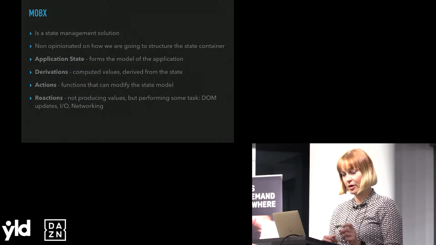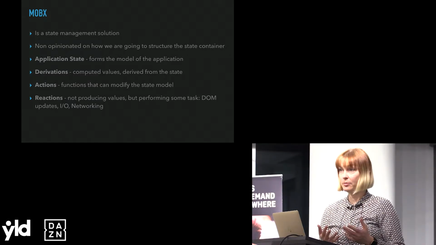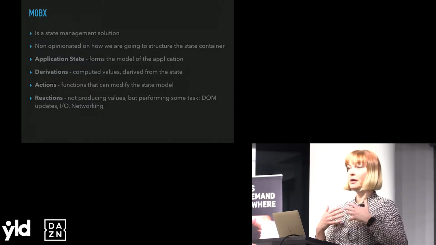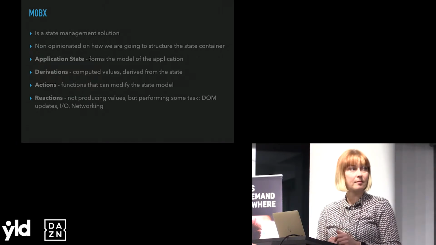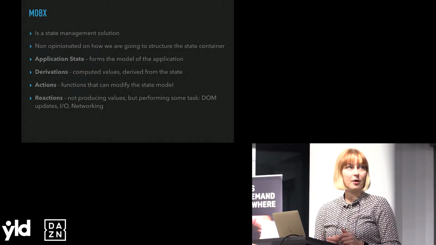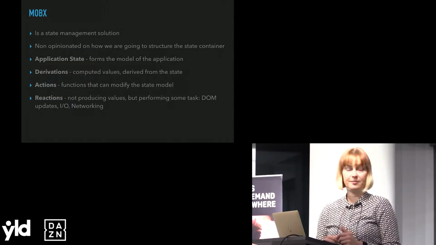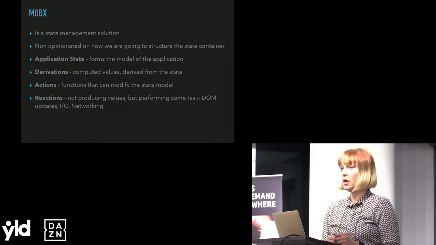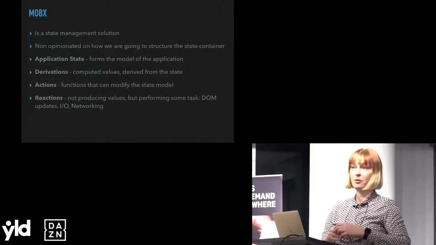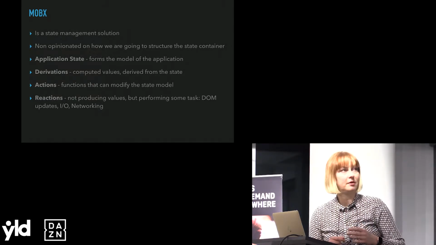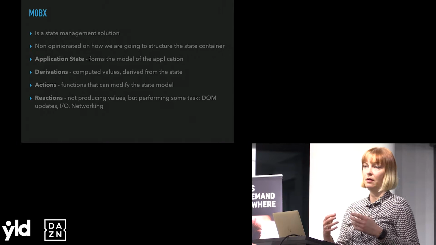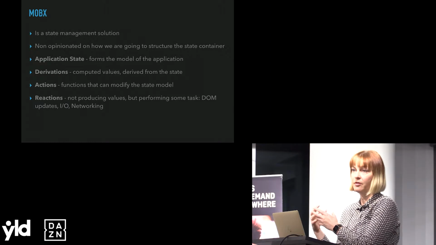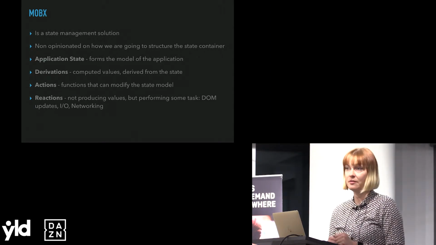It has four concepts. First, of course, the application state itself, that is our model of the application. It can be any data structure. From this model, we can produce derivations. These are computed values that are derived from the state. For example, we have an array in our model, and we want to filter and take some filtered value from there. In a derivation, we can do it.